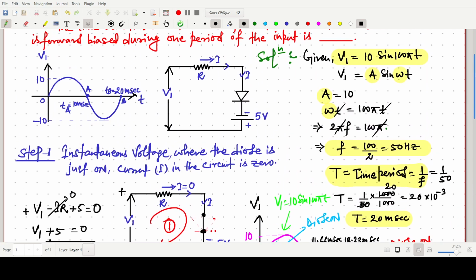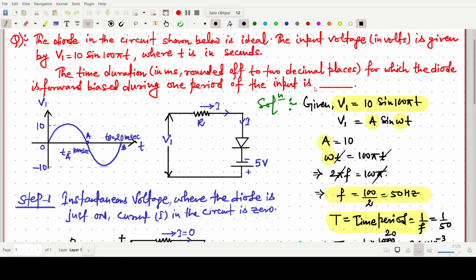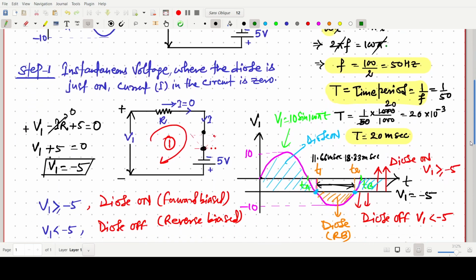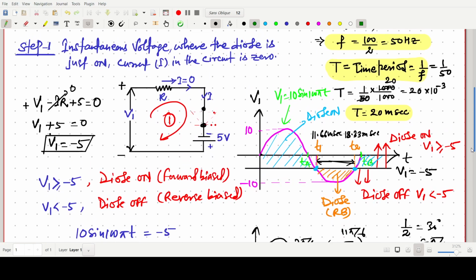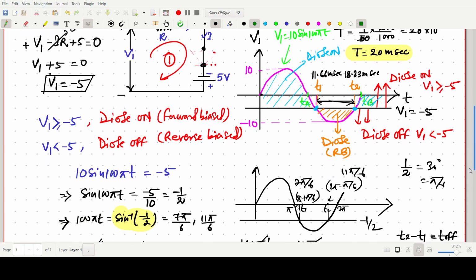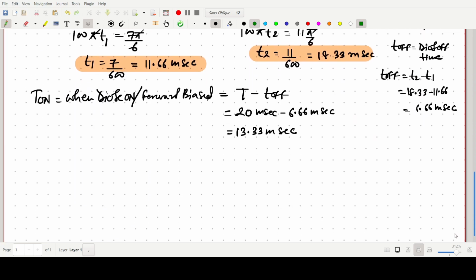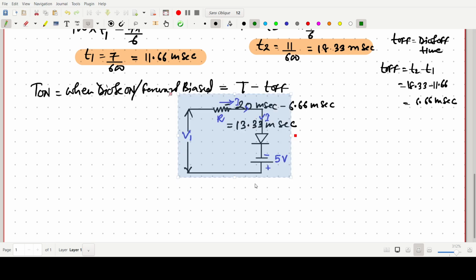So the answer will be 13.33 millisecond. I'm writing it in green color. It is in millisecond, so no need to write the unit, but in the exam you have to write 13.33. So this is the way to solve. If someone asks for the waveform of that particular circuit, the output waveform is not asked in this question, but you can also solve for the output waveform.